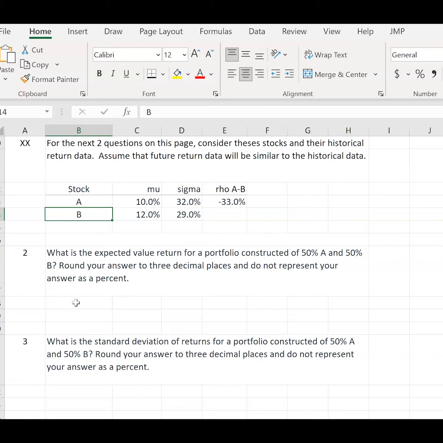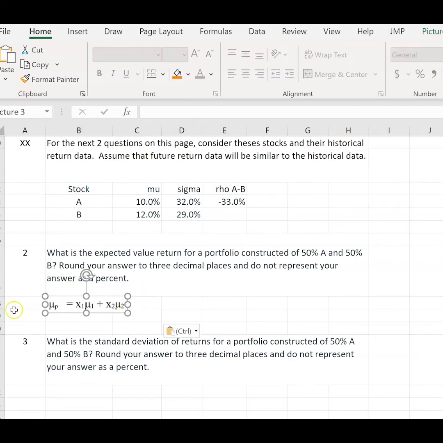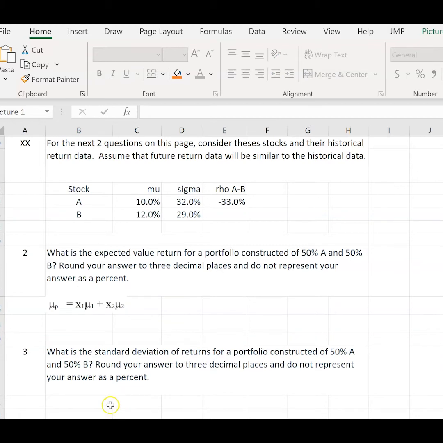So we're going to solve these two hand in hand. I'm just going to copy and paste what our expected value return formula is for a portfolio comprised of 2 stocks. I'll put it right here just so that we know what we're doing. And I'll do the same thing for question 3, that way we also have that formula down here. Again, these are directly from the notes, and they are the average of a portfolio comprised of 2 stocks and the standard deviation of a portfolio comprised of 2 stocks.